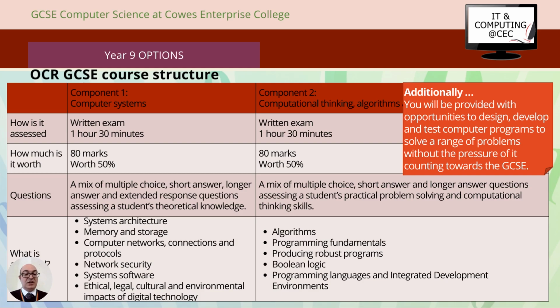We'll look at Boolean logic and how logic gates can inform decision making. And we'll finally look at programming languages and IDEs, integrated development environments. So all of that is assessed on paper 2. So paper 2 is what we call the programming paper, and paper 1 is the everything else paper.